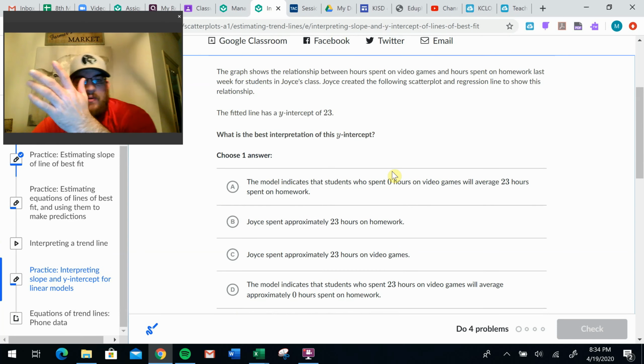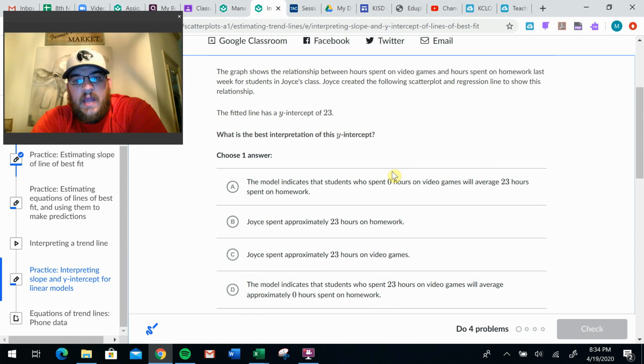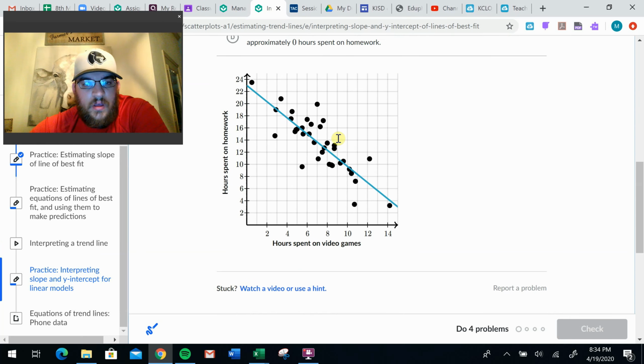So in this case, we have a graph that shows the relationship between hours spent on video games and hours spent on homework last week for students in Joyce's class. Joyce created the following scatter plot and regression line to show this relationship. The line has a y-intercept of 23. What is the best interpretation of this y-intercept?